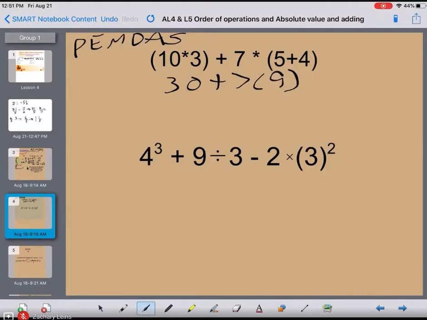Exponents, we don't have that. Multiplication, we have 7 times 9, so we have 30, all plus 7 times 9. Remember, if I just go 1, 2, 3, 4, 5, 6, 7 across on my fingers, I have 6 on the left and 3 to the right, so that means it's 63.